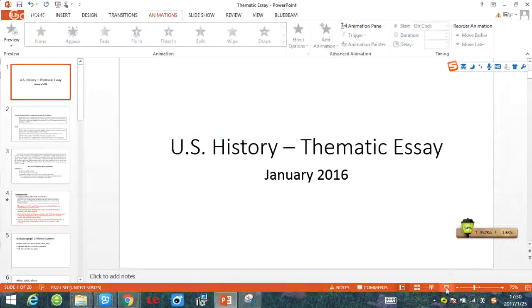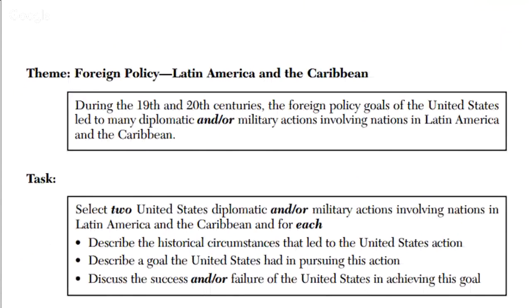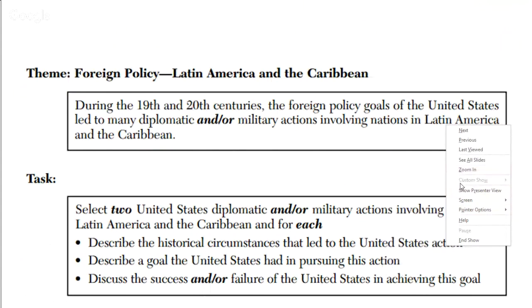Okay, we're going to review the thematic essay, and I'm going to talk about what the essays will be about and how you will write it. So first of all, we're going to talk about the essay in January 2016. This is not your first time to write a thematic essay. Every time we say thematic, it means a theme, a topic. So we can see here we're going to have a theme.